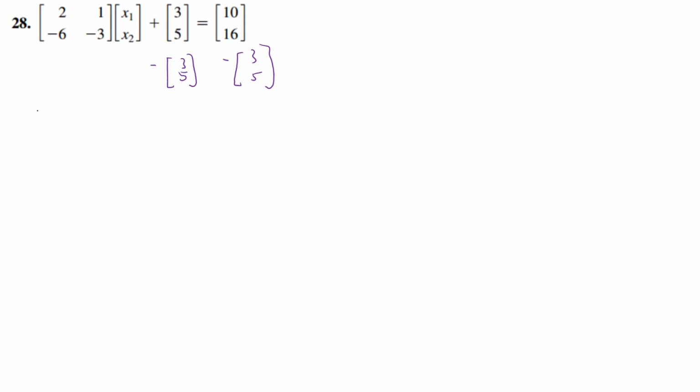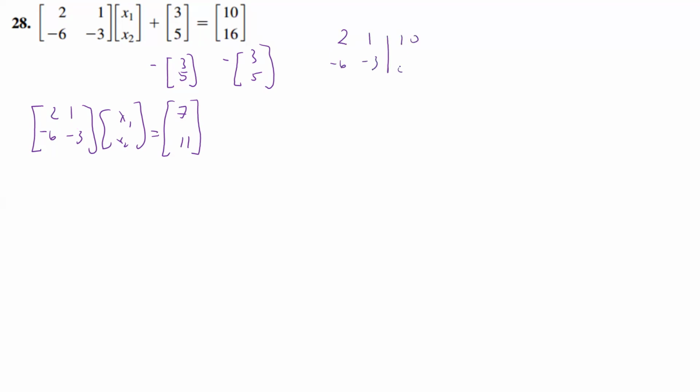So now we have [2, 1; -6, -3] times x1, x2 equals, now we have 10 minus 3, which is 7, and 16 minus 5, which is equal to 11. Okay. Now we have to find the inverse of this. And so if we do it longhand, let's go ahead and do that. [2, 1; -6, -3 | 1, 0; 0, 1].